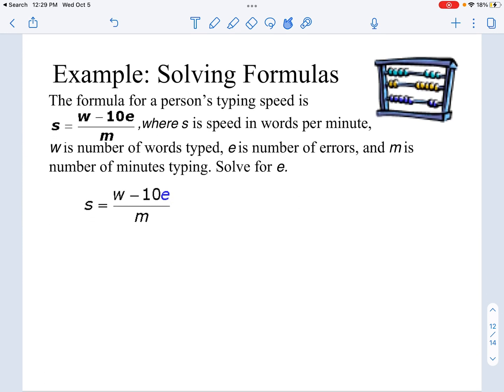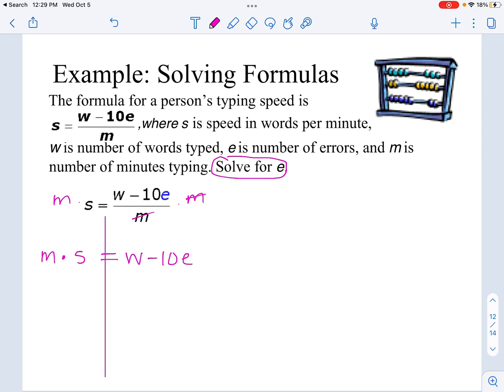This formula is the formula for a person's typing speed. So in this formula, they want you to solve for E, which is already in a different color. So what we're going to do first is get rid of M that's in our denominator. It's being divided, so I am going to need to multiply M on both sides first. And that'll cancel out the denominator. I have M times S equal to what's left, which is W minus 10E.